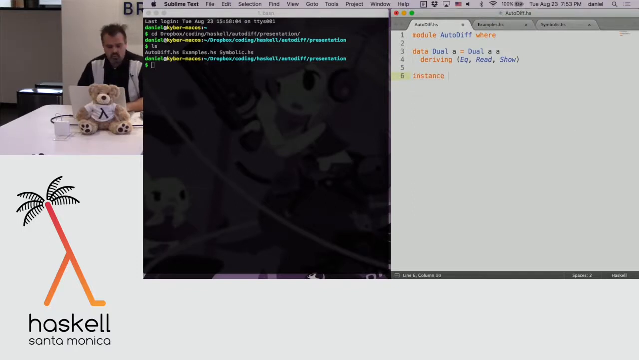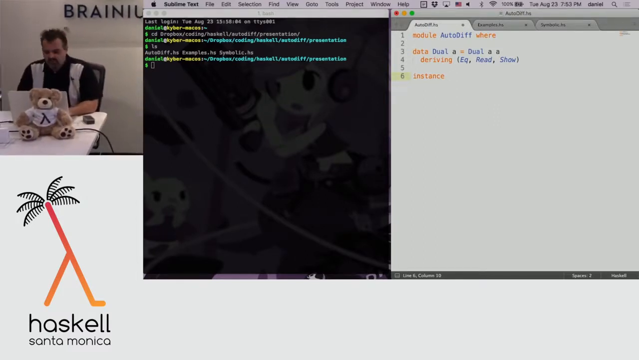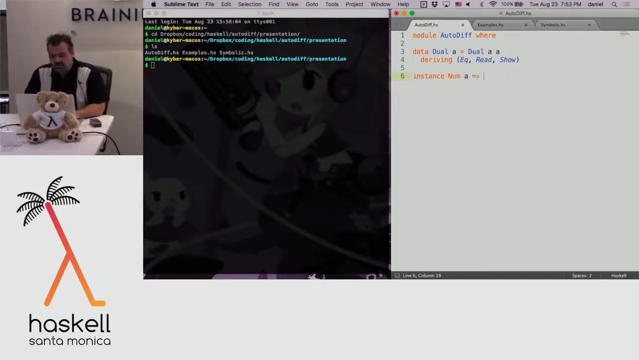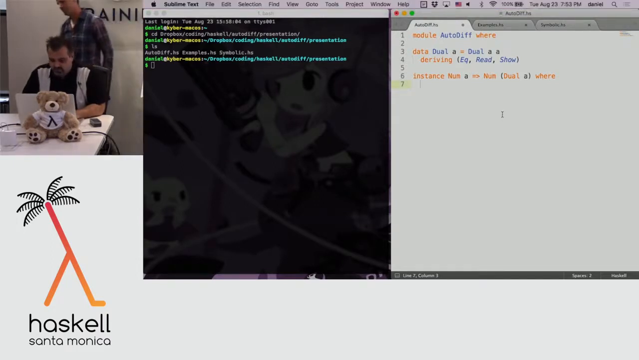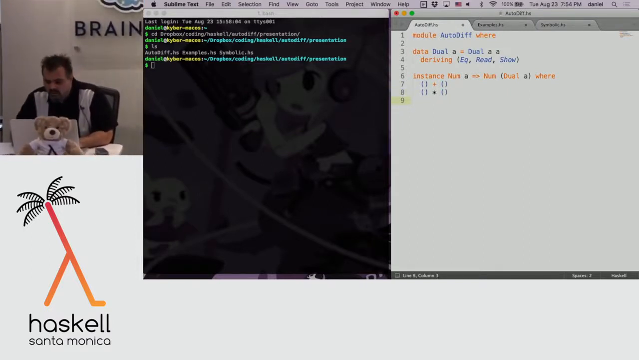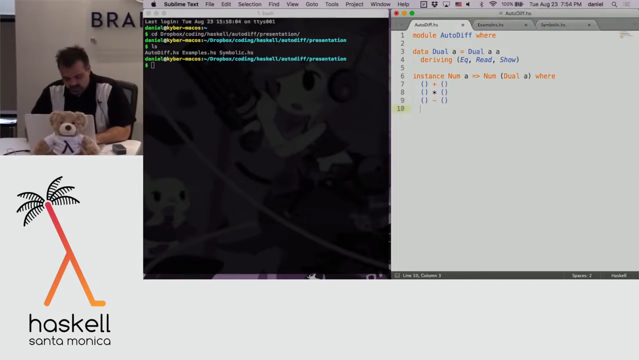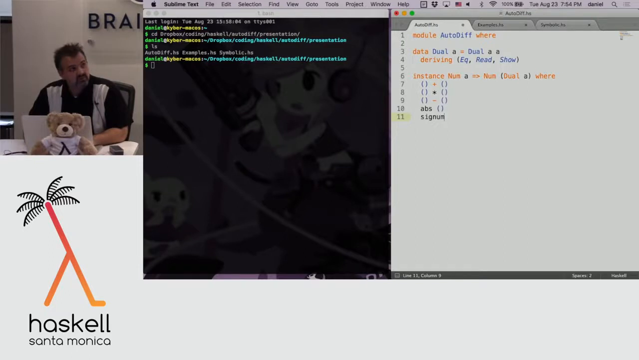Well, what we do with these functions is we add them, we multiply them, we do various things. So the functions are kind of like numbers. So I'm going to write a Num instance. Let's say if A is a Num, then dual A is also a Num. And now we have to implement Num instances for these. What does Num have? Okay, it has plus, and it has times, and it has minus, and it has absolute value, and it has signum, and it has fromInteger. And all of these have to be duals.